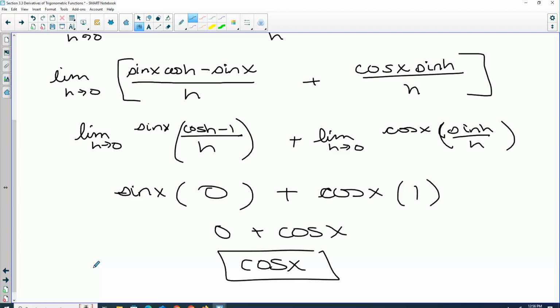So sine of h over h is the same thing as sine of theta over theta? As long as it's approaching 0.